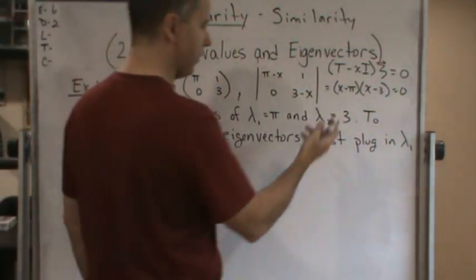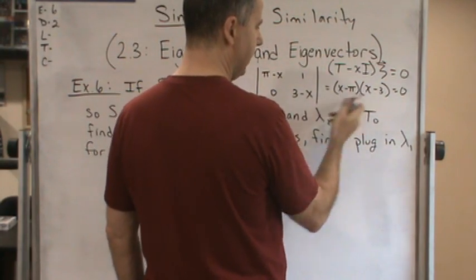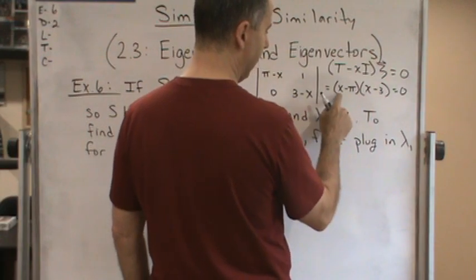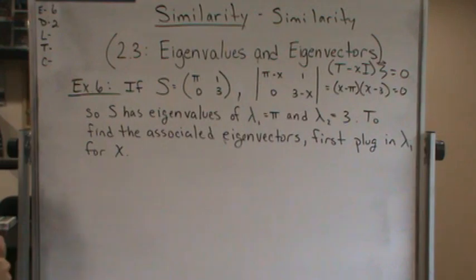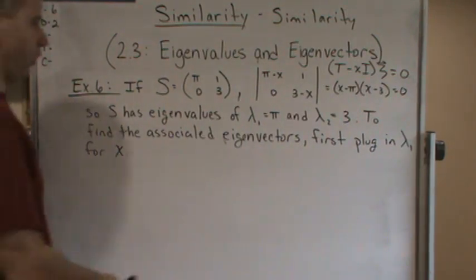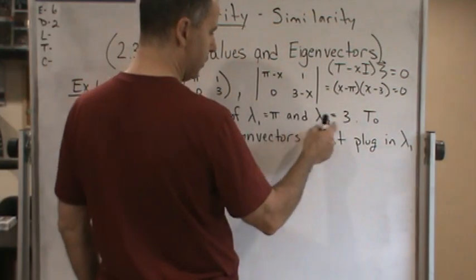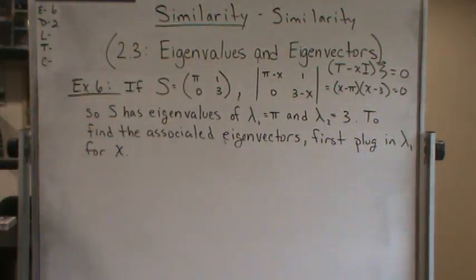Now again, the zero product principle tells us this is only going to be equal to 0 when x is equal to pi or when x is equal to 3, and therefore we have our two eigenvalues. So lambda 1 is equal to pi and lambda 2 is equal to 3. It's that easy. Once we know the concepts and understand the theory in the background, and then introduce the techniques, the techniques make more sense because we know what's going on.